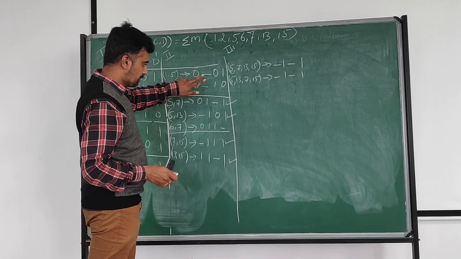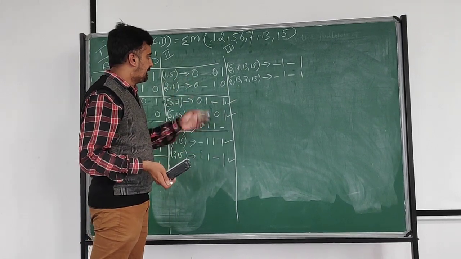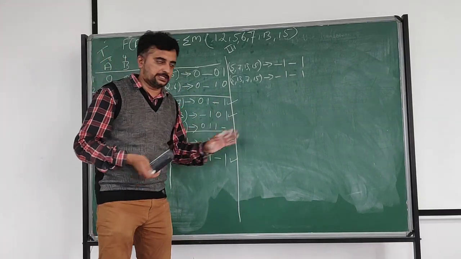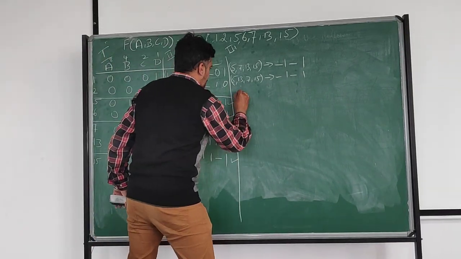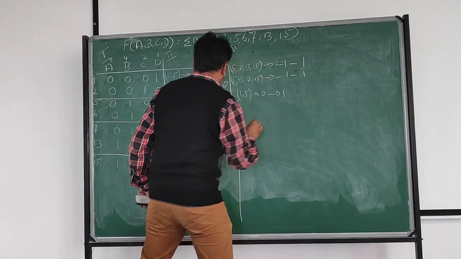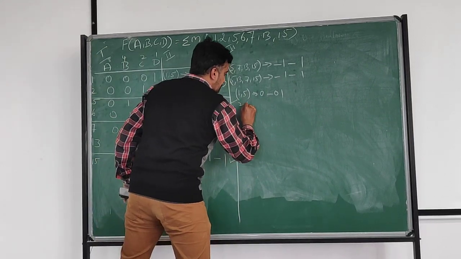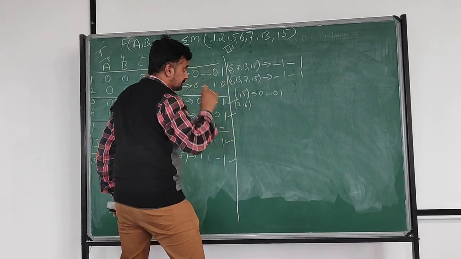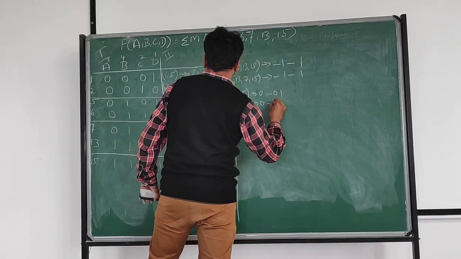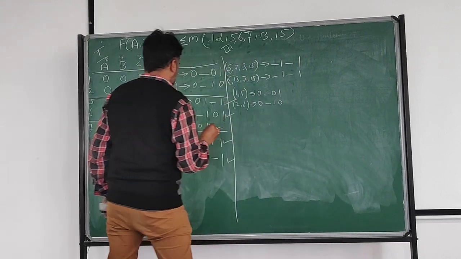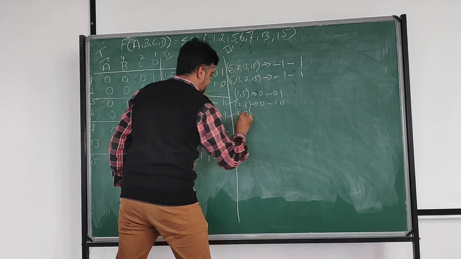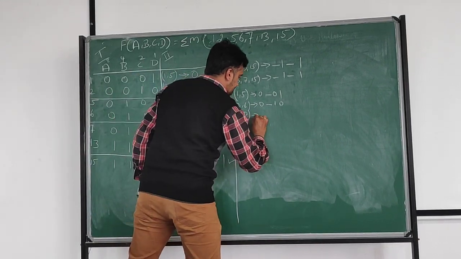So remaining is, which one is not compared? 1 5, 2 6 and 6 7. These three are not compared for double dash. Right, as it is in this step only. 1 5, that is 0 dash 0 1. Next 2 6: 0 dash 1 0. Last is 6 7: 0 1 1 dash.